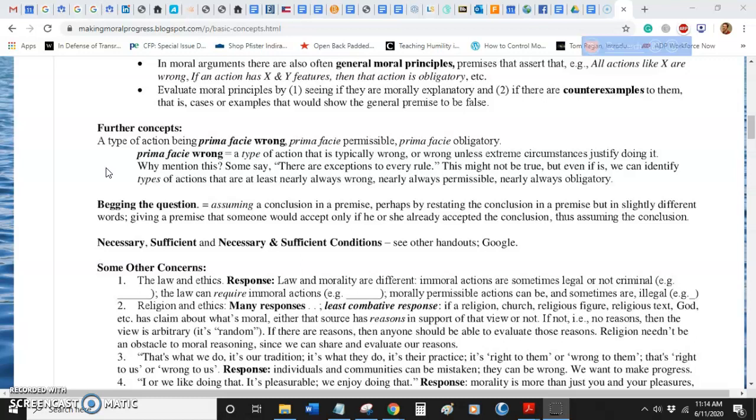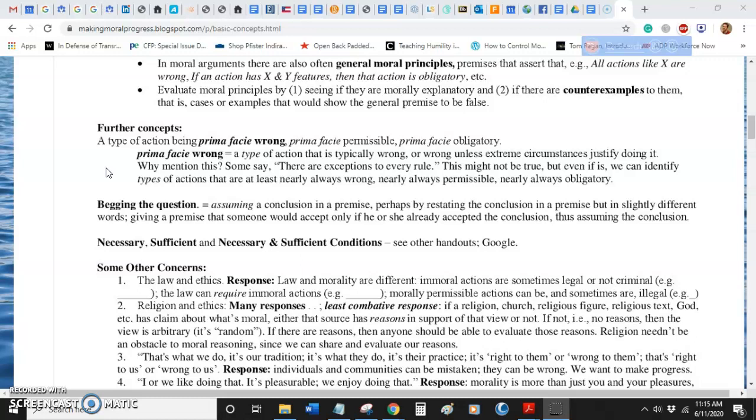Next, many arguments, or some arguments, are called question-begging arguments. They are arguments that beg the question. A question-begging argument is an argument where the conclusion is assumed by a premise. Basically, the reason that you give in favor of a conclusion just assumes that conclusion. So it's kind of like this. Let me give you just some example.